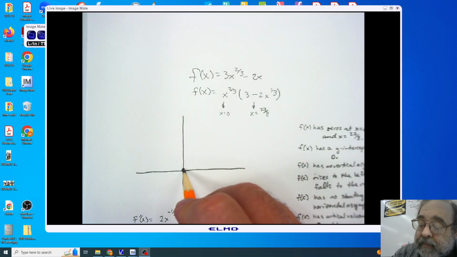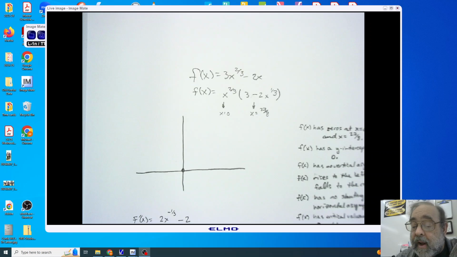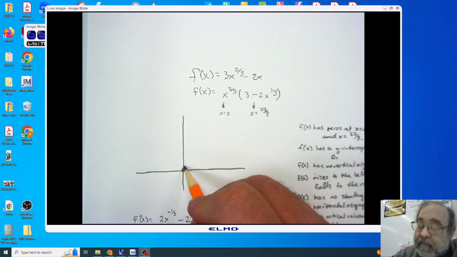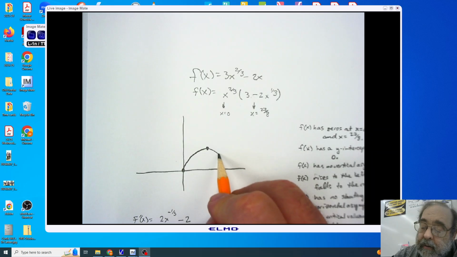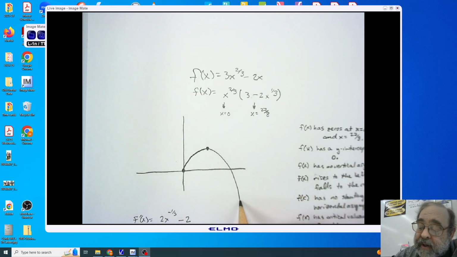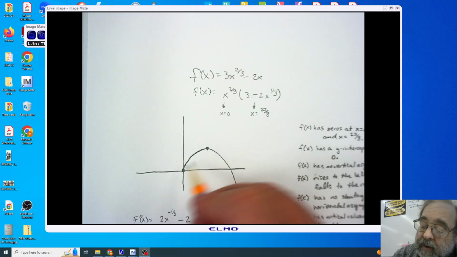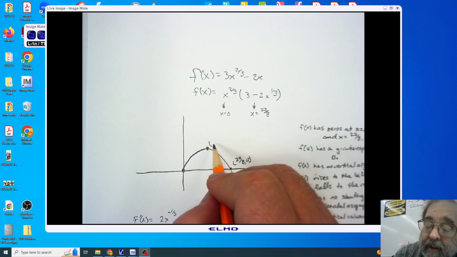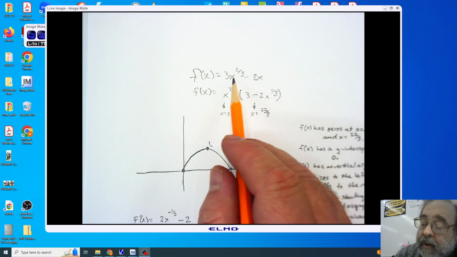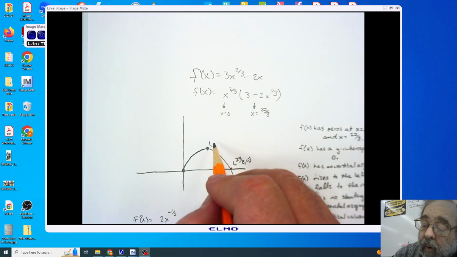We have a cusp. It is also a relative minimum. It goes to a relative maximum. Relative maximum is right here at 1. Then cuts down. It has a 0. The zeros are at 0 and 27/8. Let's find out what this point is. Plug in the 1, and we have 1, 1.